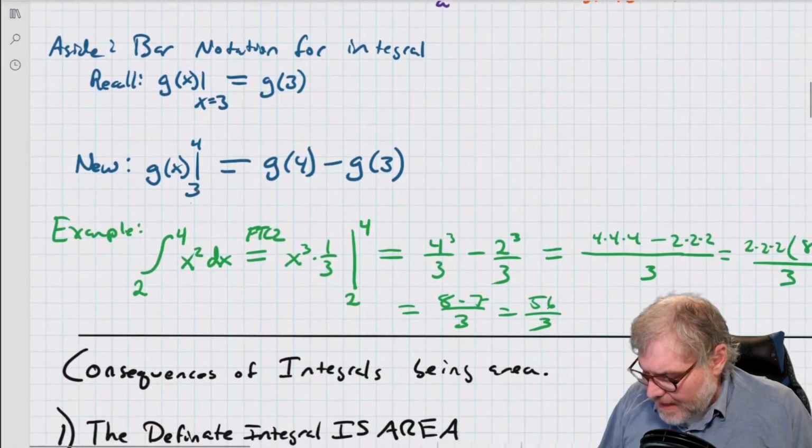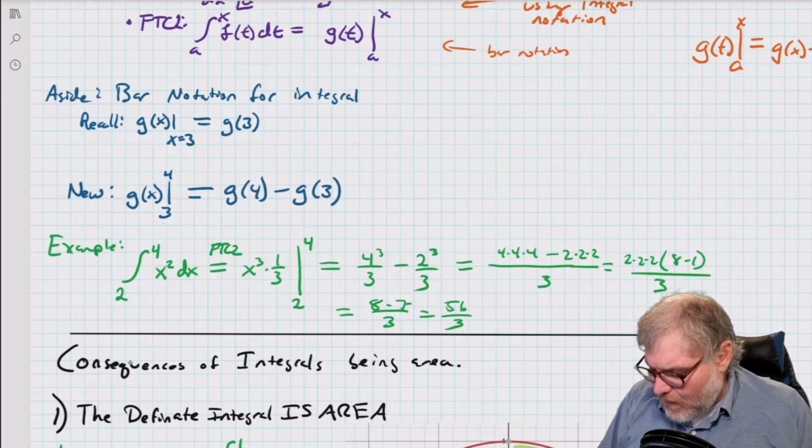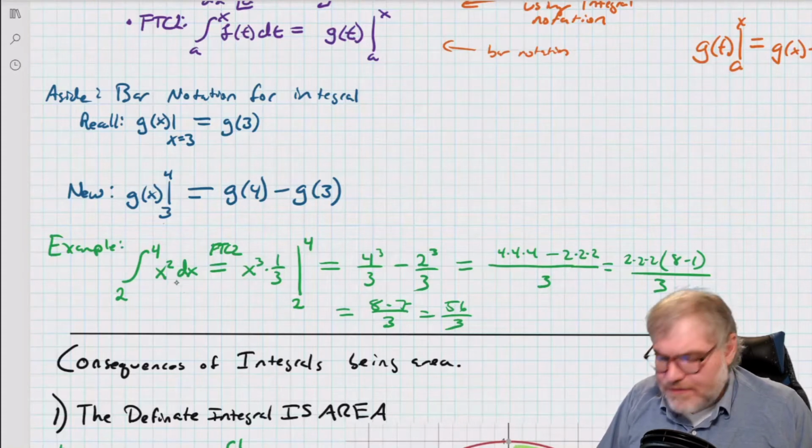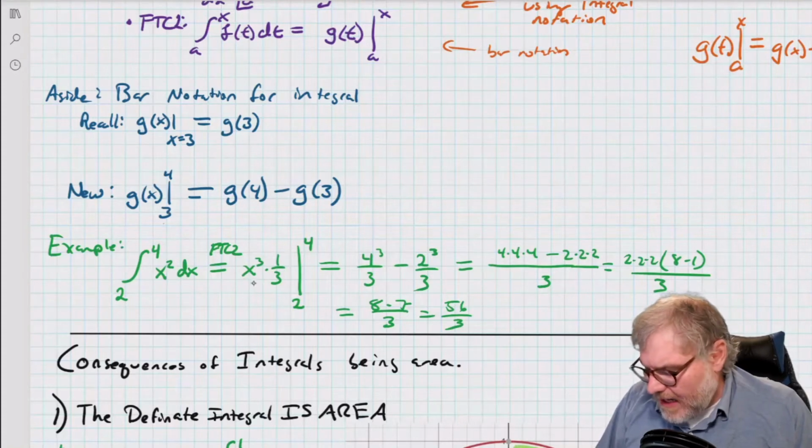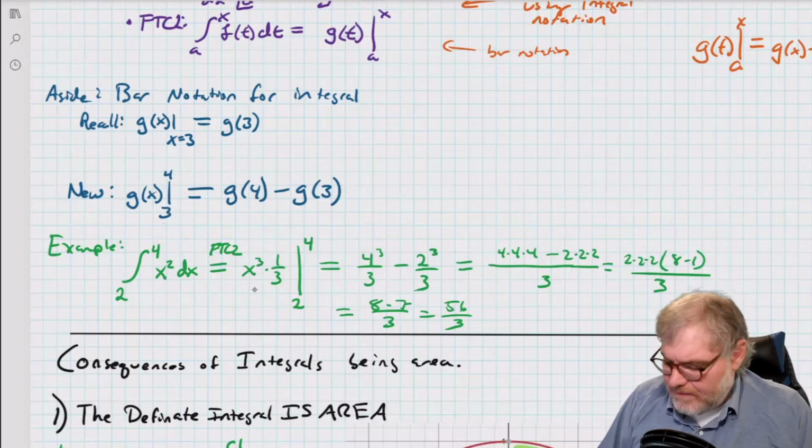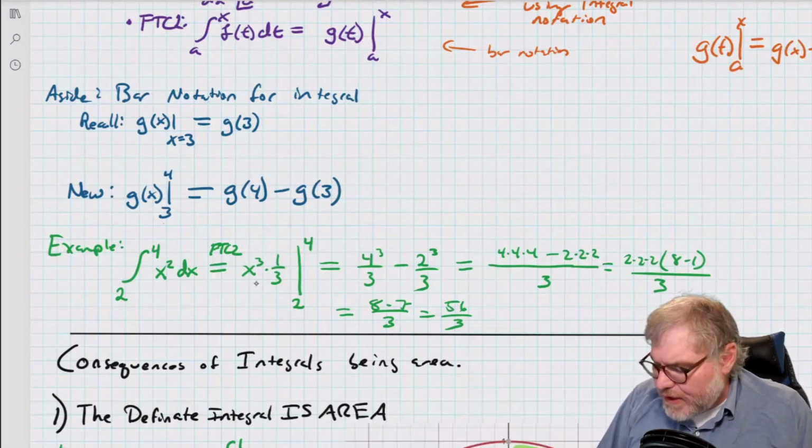Okay, so here's an example. If I'm going from 2 to 4 of x squared dx, I'm going to take the antiderivative with the constant being 0. I'm going to up the exponent by 1 and then multiply by the reciprocal of the new exponent. So I get x cubed times 1 over 3 evaluated from 2 to 4.